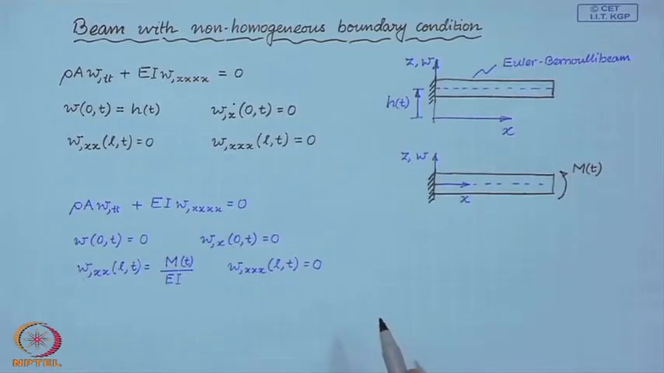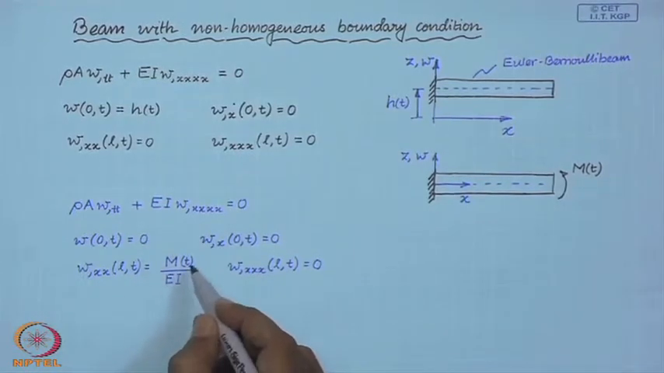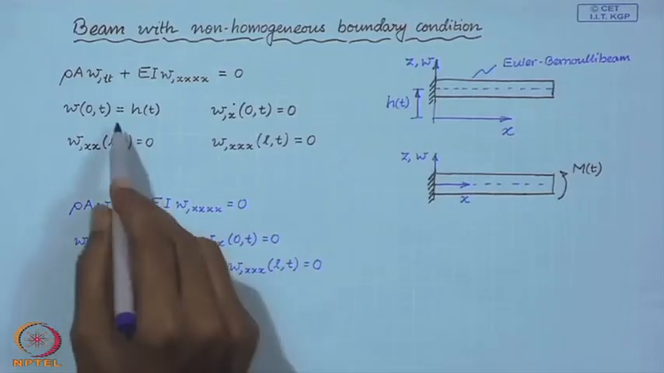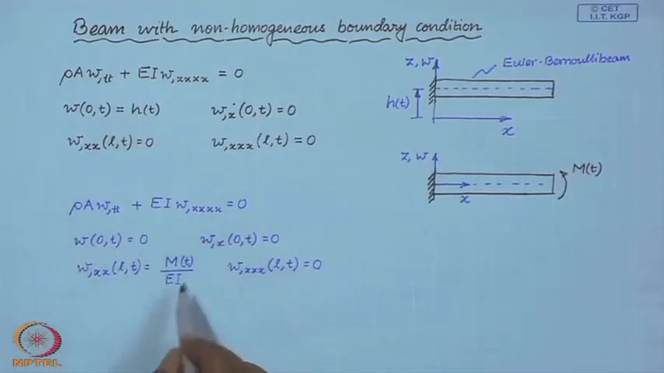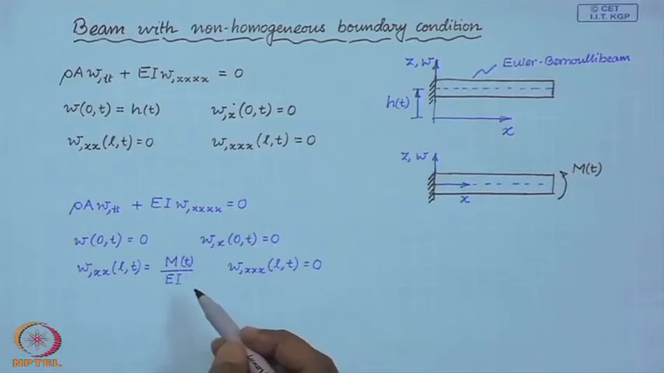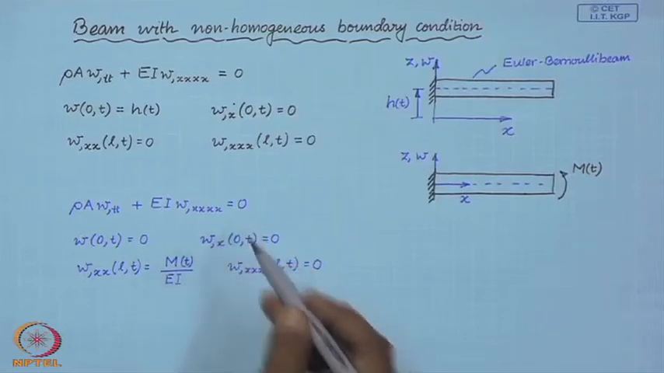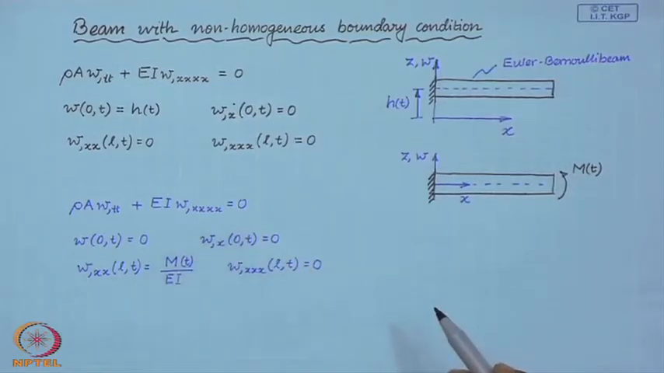And the shear force at the free end is 0. So, this is another kind of non-homogeneous boundary condition, where you have the force. Here it was the displacement, here it was the force. Now, when you have force, it is possible to include it in the equation of motion.